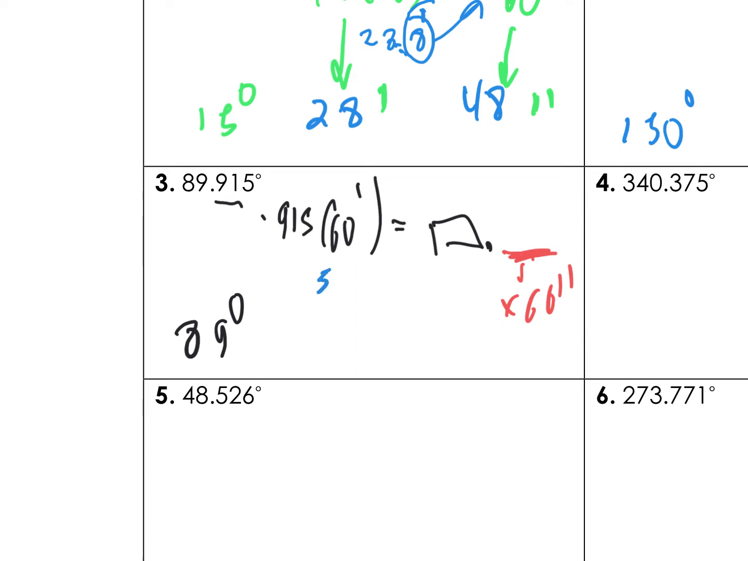This gives me 54.9. That would be a total of minutes. I only need the 54 part. That's my minutes. I take my 0.9 times 60 seconds, and lo and behold, 54 seconds.